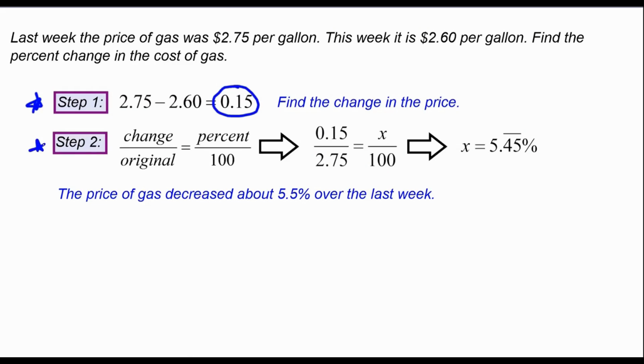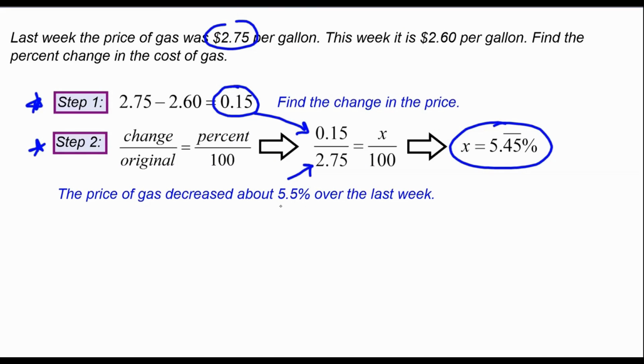And then step 2, I'm going to use the proportion where I use that change here. The change was 15 cents. The original was $2.75, so that goes in the denominator. And now I have my proportion. And then I solve this proportion using cross products. I'm not going to show that work because we've seen that many times. You get 5.45 repeating. So the price of gas changed 5.45 repeating percent.